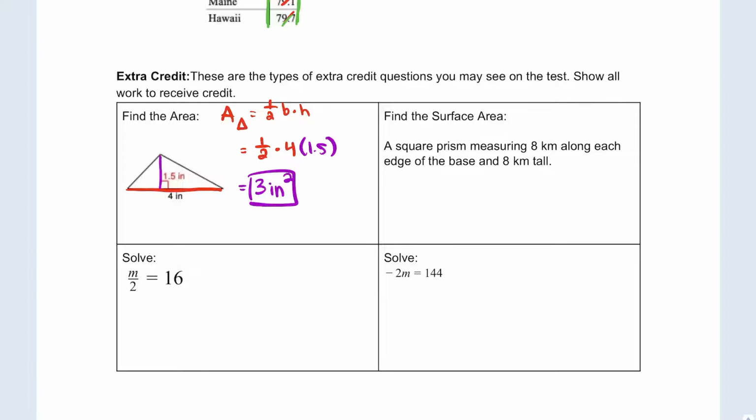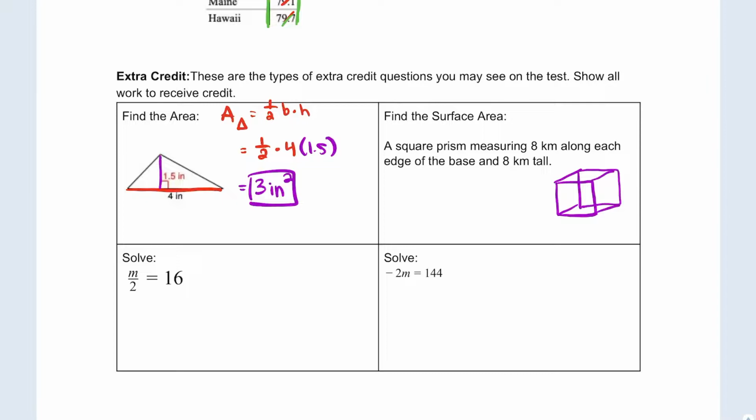Okay, next, a square prism measuring 8 kilometers along each edge of the base and 8 kilometers tall. So giving you guys a visual here. Remember that surface area, we're talking about 3D figures. Right, so I'm going to try my best to draw a cube here, because that's what we're working with, a square prism. There we go.